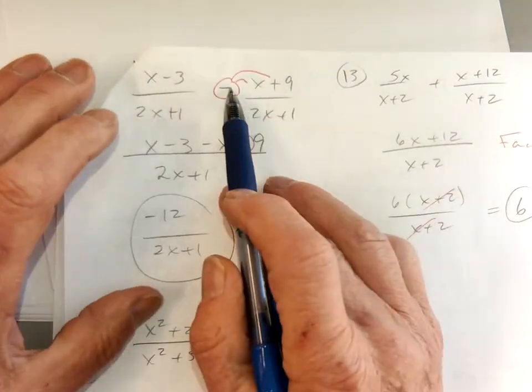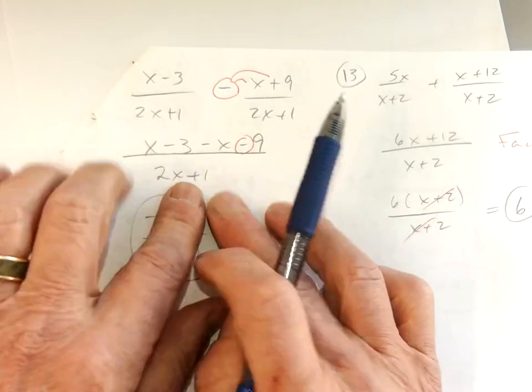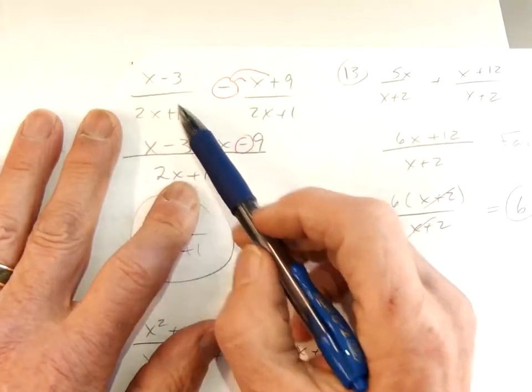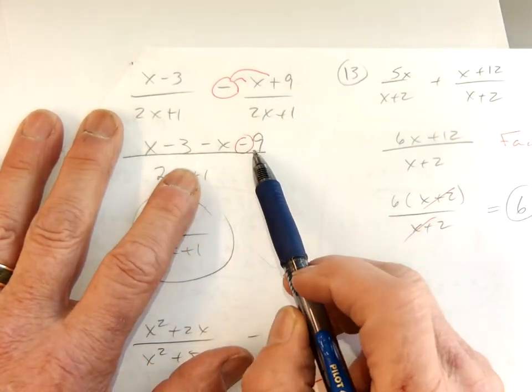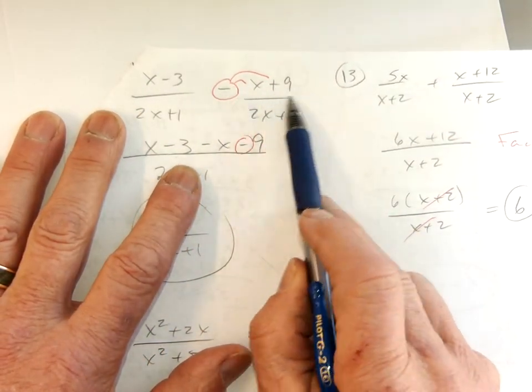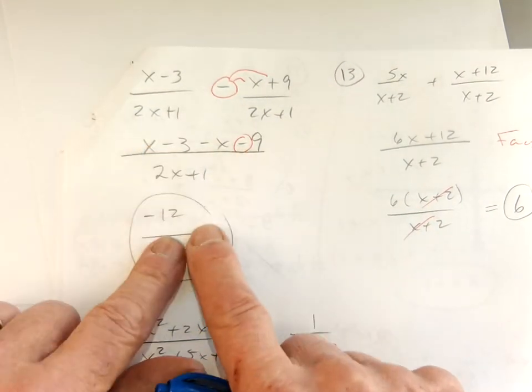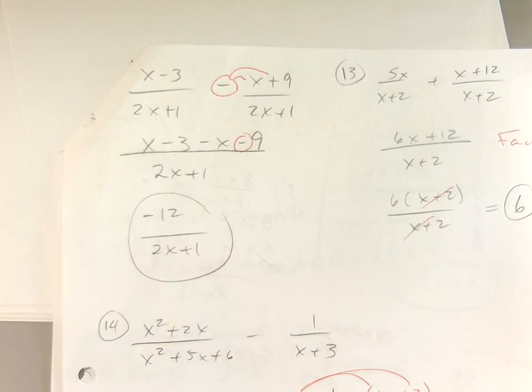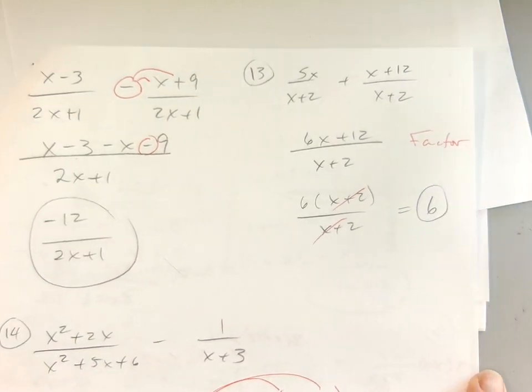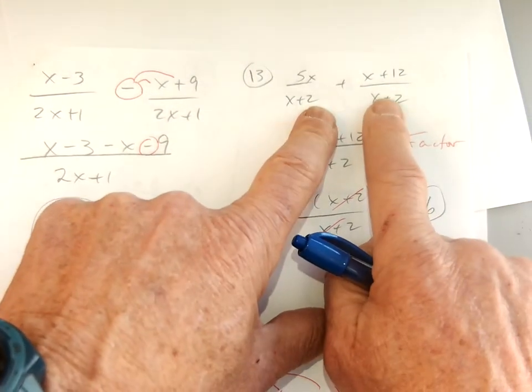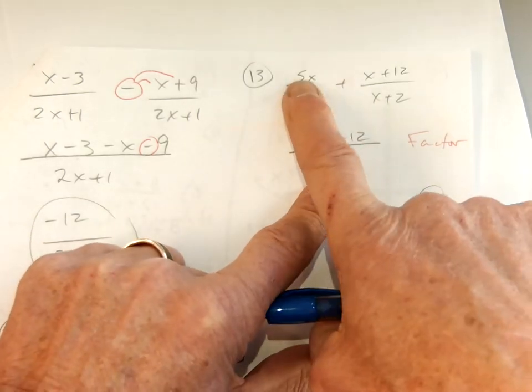And then on number 12, subtraction. I already have a common denominator. I have to be careful of the negative though. So I have an x minus 3, but then I have to subtract an x and subtract a 9. I got to be careful of the negative because I'm subtracting all of this. I wind up with these cancel, a -12 over my common denominator of 2x plus 1. Number 13, I already have a common denominator. Awesome. So I just bring it down, then I add 6x plus 12.